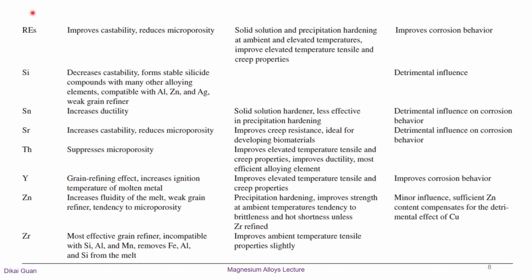Rare earths, yttrium, and thorium can significantly improve the mechanical properties of magnesium alloys, especially for high-temperature applications because of stable precipitates and second-phase particles. They can also improve the ignition temperature and reduce the potential fire risk. Thorium was used during the two world wars, and now the use of thorium has been reduced significantly because it is radioactive.